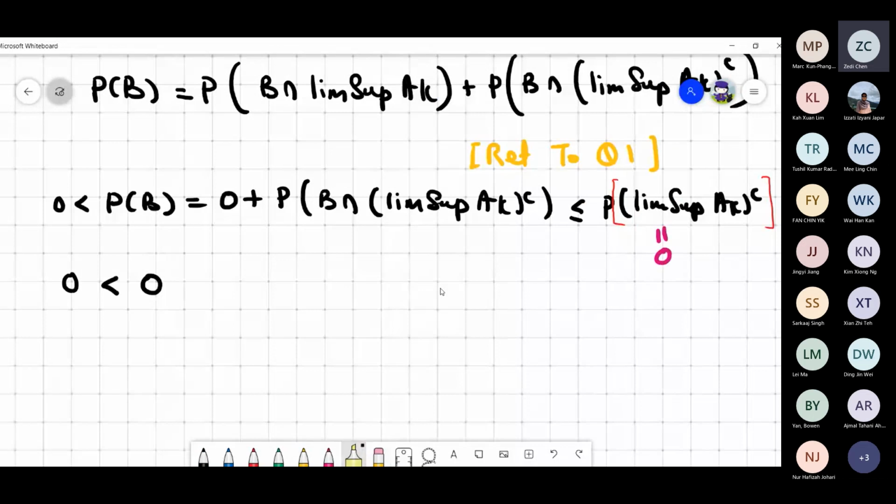Okay, so we have 0 greater than 0, and obviously this is impossible. So this is impossible. So hence, we can make a conclusion. The conclusion must be true.